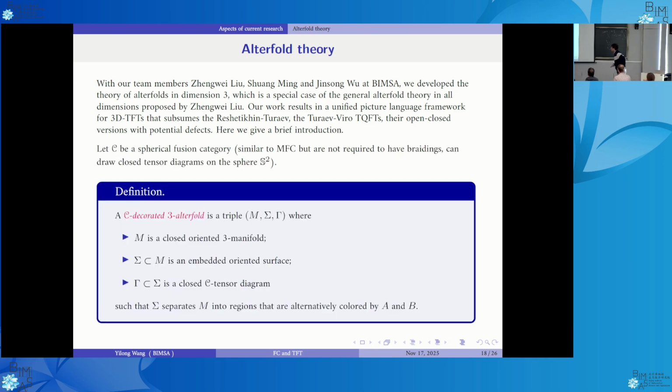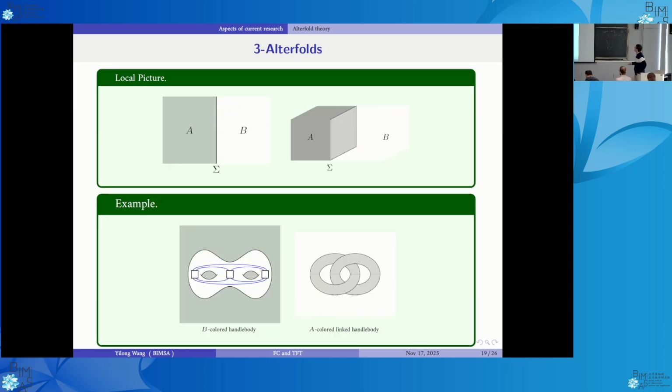Okay, so let C be a spherical fusion category. That means it's similar to a modular fusion category. It doesn't have to be braided, but we can still draw diagrams on the sphere. So I consider a so-called C decorated 3-orbifold that consists of a 3-manifold, an embedded surface, and some tensor diagram on the surface, so that the surface separates M into regions colored alternately by A and B. Okay. So this is a local picture. I have a surface in the middle. There are distinct regions. And I can have some diagrams on the surface.